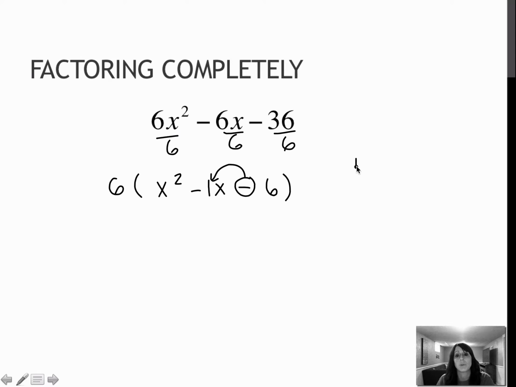So numbers that multiply to 6 are 1 and 6, or 2 and 3. I need them to have a difference of negative 1, so I'm going to use positive 2 and negative 3. So that's 6, and then x plus 2, x minus 3. Because this is x to the first and this is x to the first, I know that I'm done.